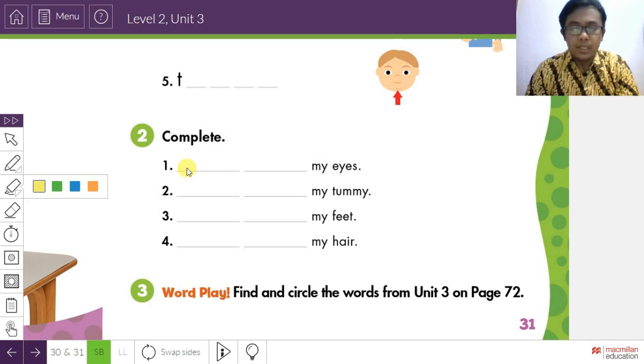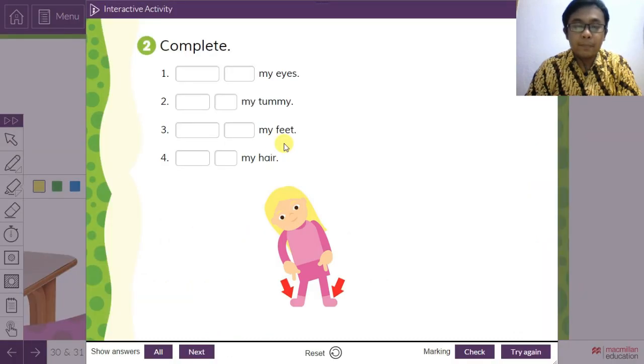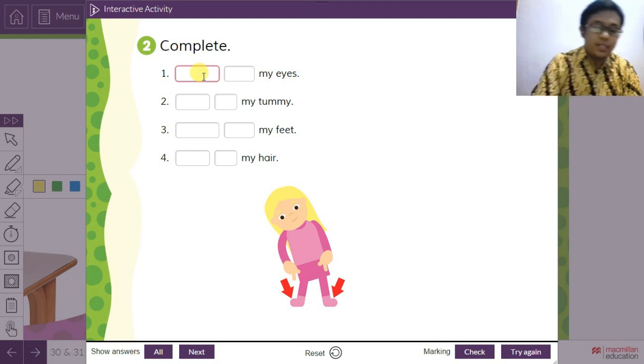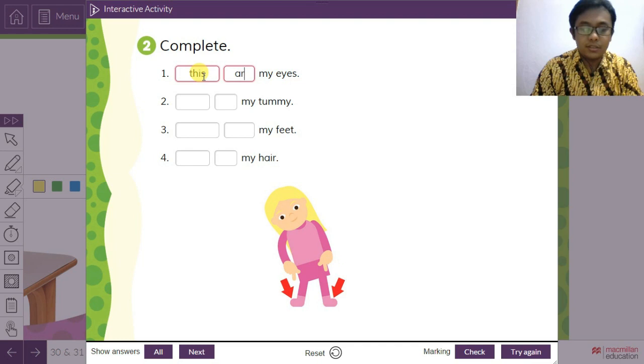Kira-kira pakainya this is atau this are for number 1. Yes, ice di sini plural atau singular, tunggal atau lebih dari satu? Ya, lebih dari satu. Ada huruf S, berarti di sini pasti jawabannya these are. Let's see. This pakainya apa? Gini bukan? Pakai huruf I atau huruf E? Ya, pakainya E ya. These are.